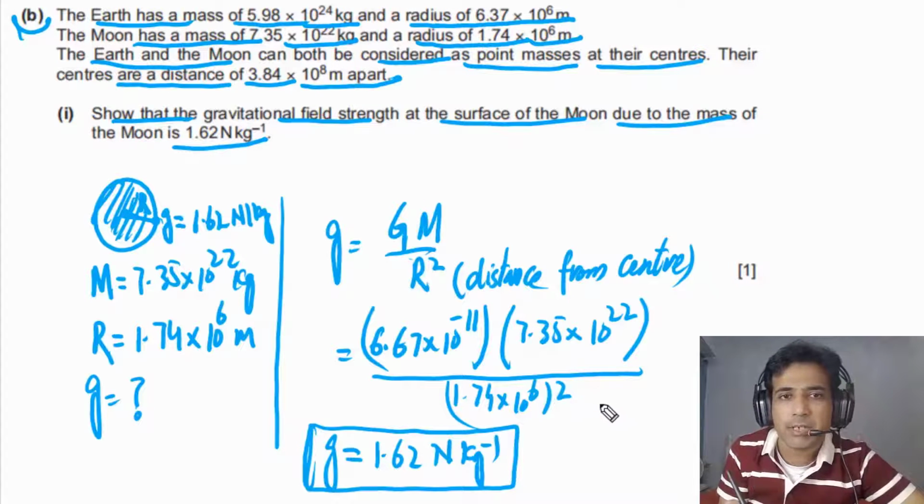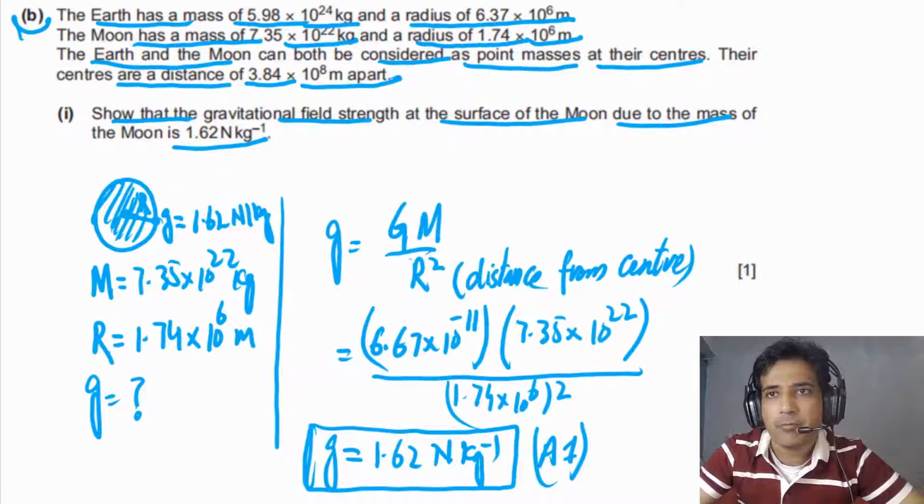And this question has only 1 mark. If you have shown g is equal to this, you will get 1 mark, and that is the answer mark. Very straightforward question. Simply you need to plug in values. If you have basic understanding of g, then you can answer this one very quickly.